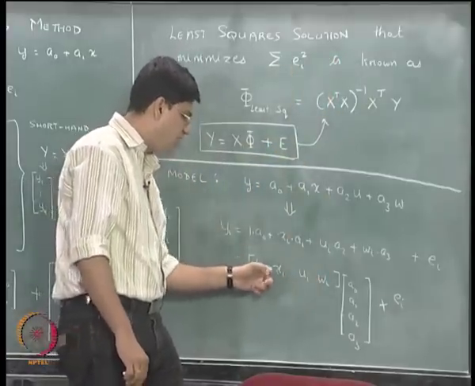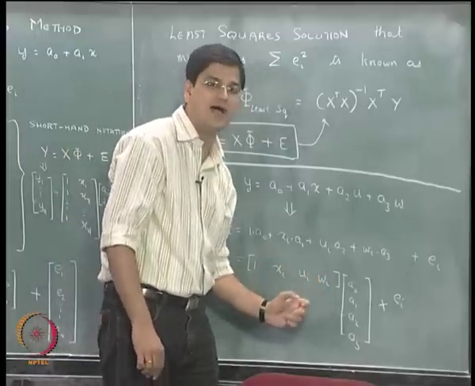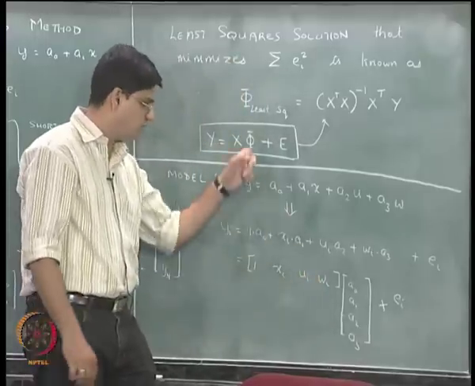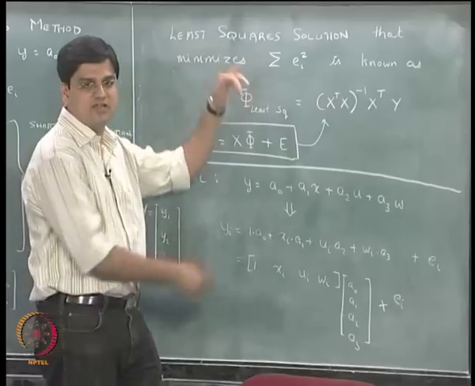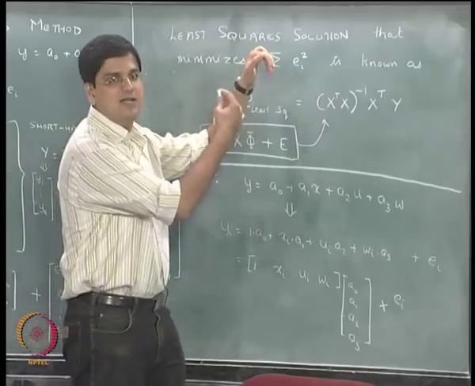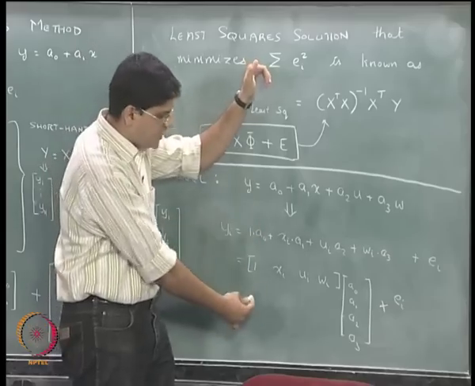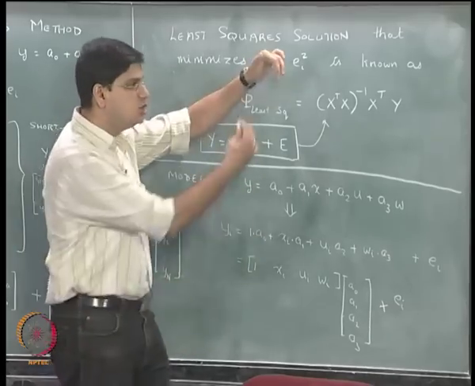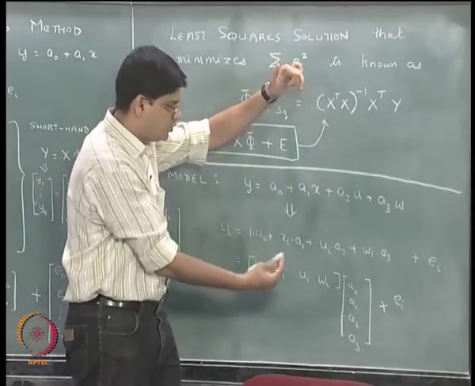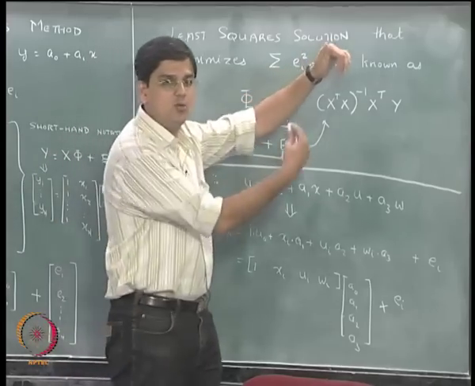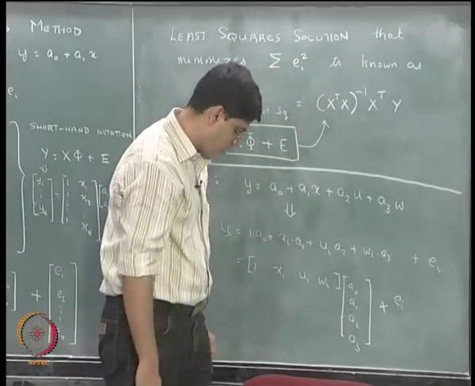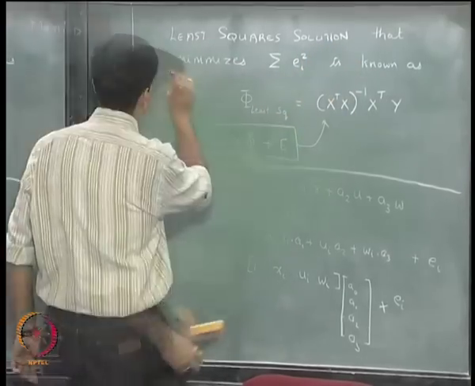Now, with 1 xi ui wi, the overall matrix is going to be 1 1 1 1 n number of times in the first column, x1 x2 x3 up to xn in the second column, u1 u2 u3 up to un in the third column, w1 w2 w3 up to wn in the fourth column.